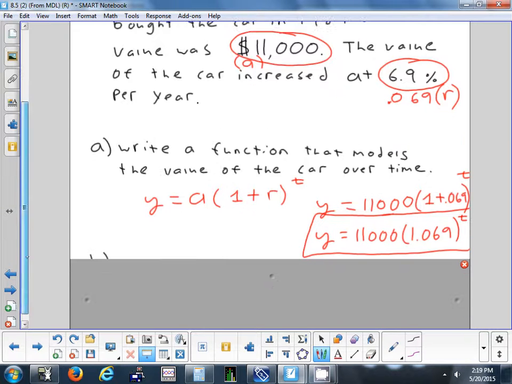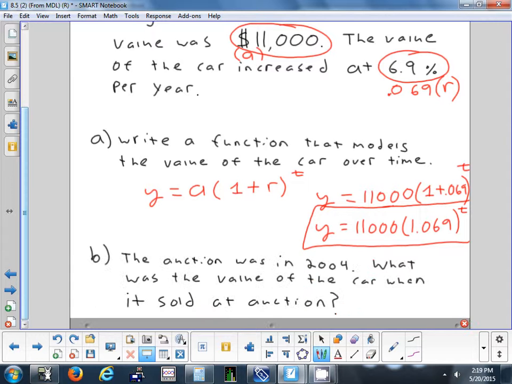Okay, now part B. Part B says the car was sold in 2004. What was the value of the car when it was sold? To figure that out, we've got to plug a number in for T.